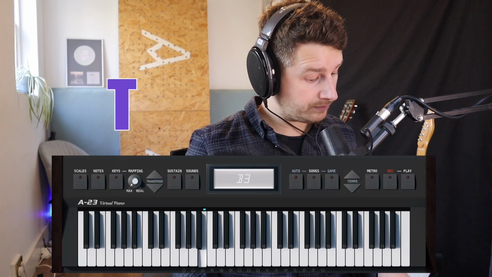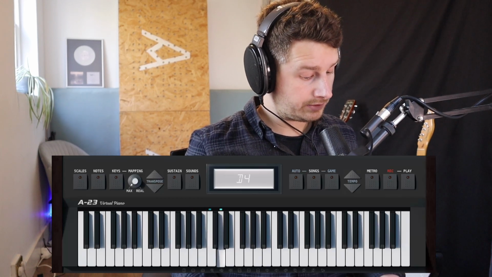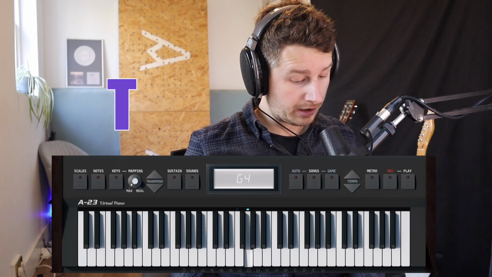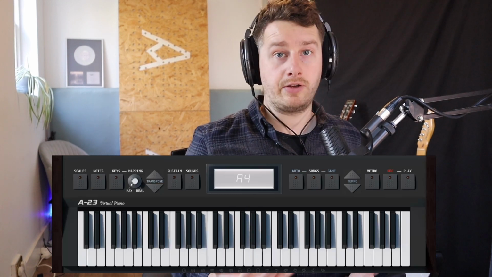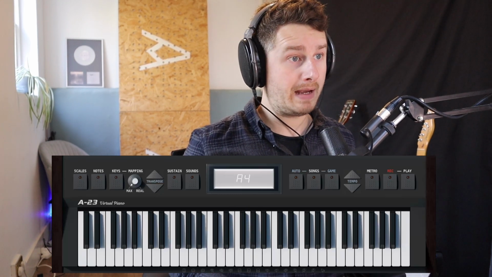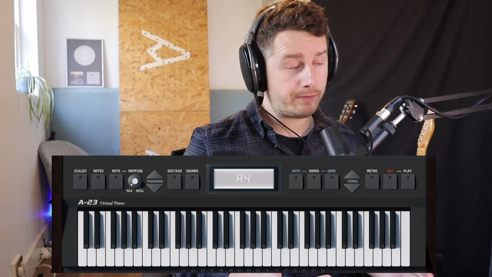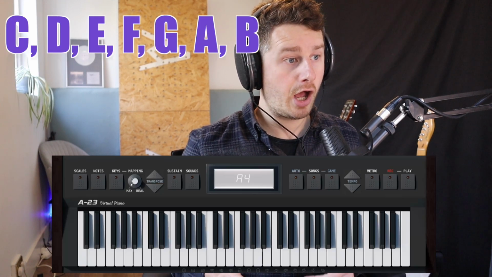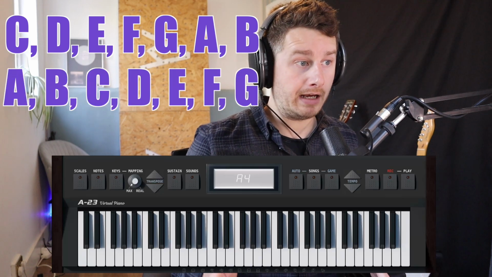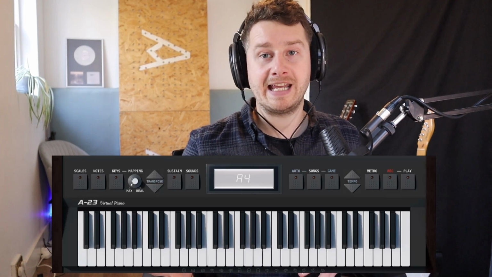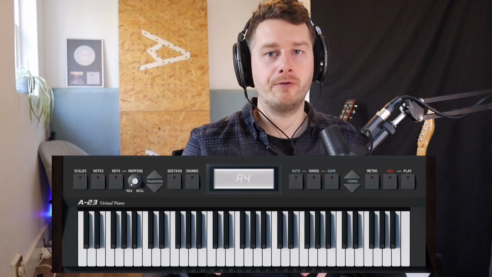So we go tone, semitone, tone, tone, semitone, tone, tone. So there you have the two different formulas for major and for minor. And something you may have noticed is that all of the notes in the key of C major are also in the key of A minor. That is because they are relative to each other. So A minor is the relative minor scale of C major.